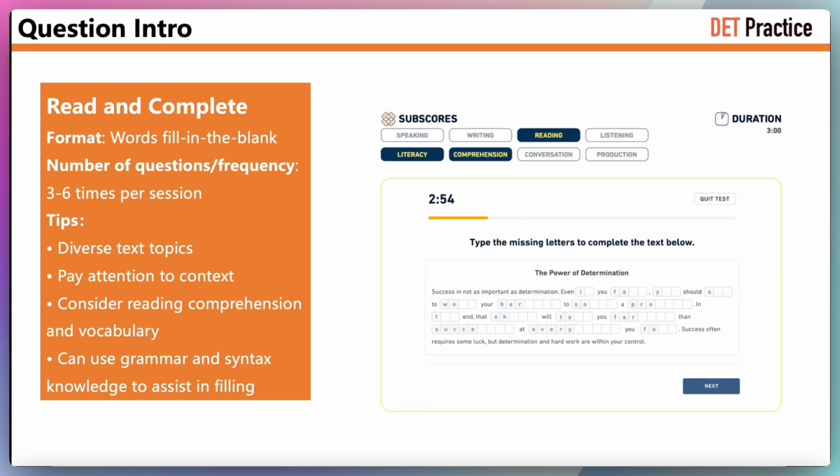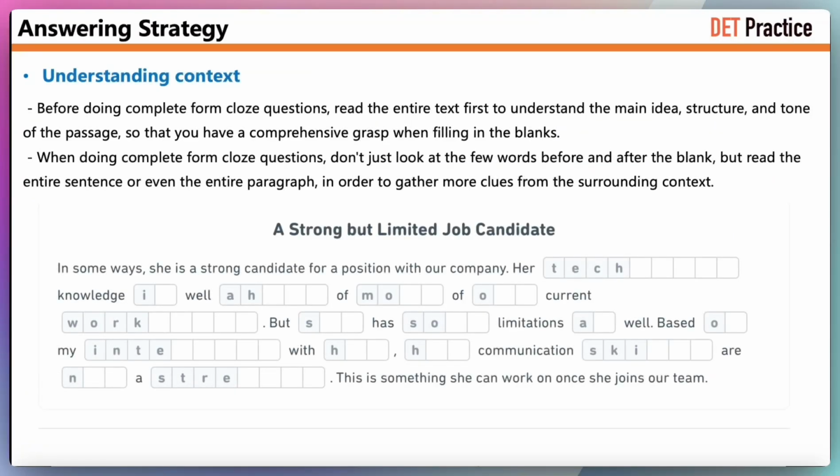As we mentioned earlier, these questions are comprehension-based, so understanding the context is key. Don't rush to fill in the first blank right away after seeing the question. This approach can lower your accuracy. The correct way is to read through the entire passage first to get a general understanding of the content before attempting to fill in the blanks. When tackling read and complete questions, it's important to focus on the full text, especially the title, complete sentences, and the overall structure, tense, and tone of the passage. While answering, don't just focus on the blank and the nearby words. Instead, consider the entire sentence or even the whole passage to gather clues or find the correct answer.